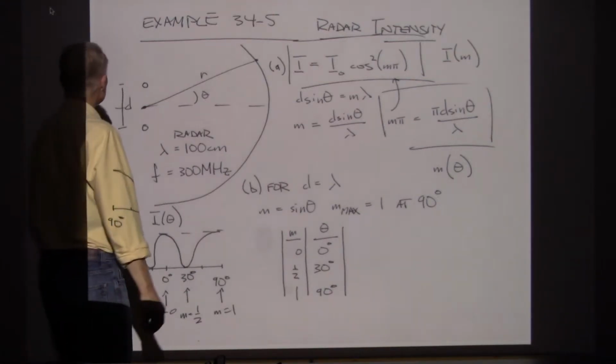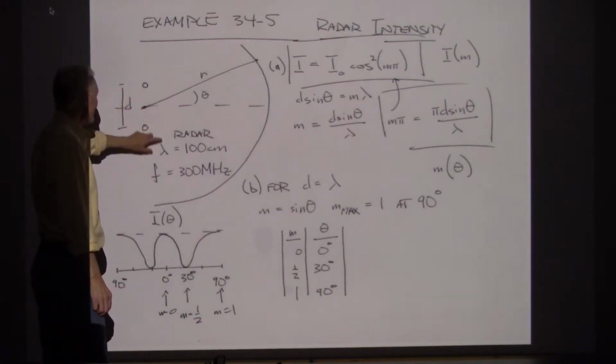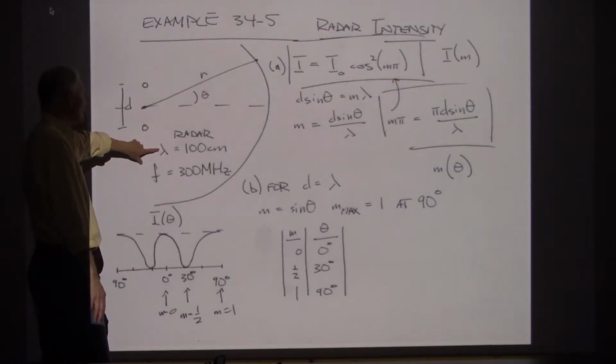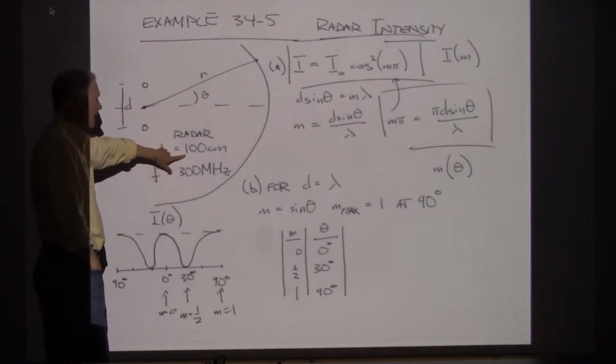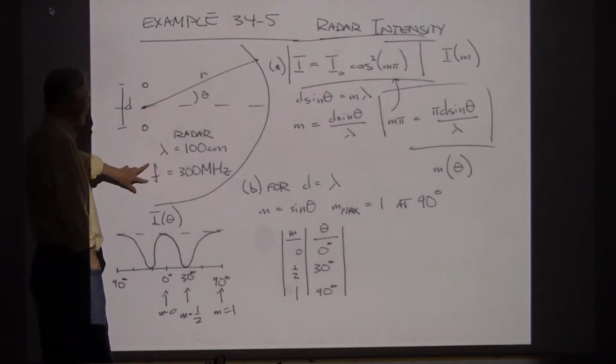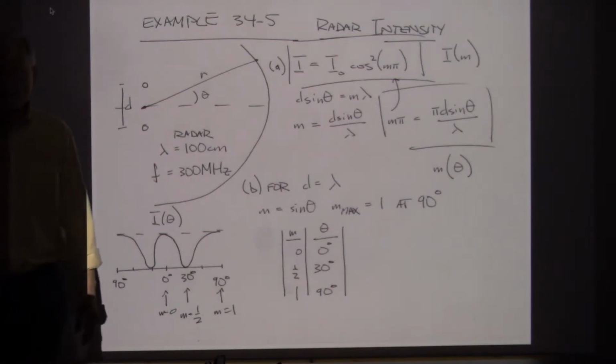So let's try that. Here are these 2 radar antennas. It's the radio part of the spectrum now. Let's say that the wavelength is 100 centimeters. That's a frequency of 300 megahertz.